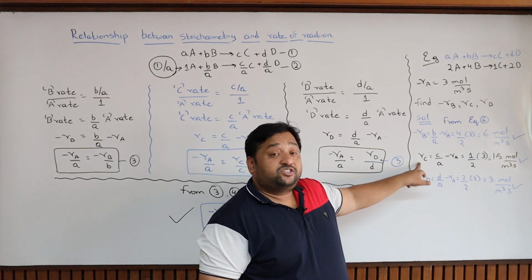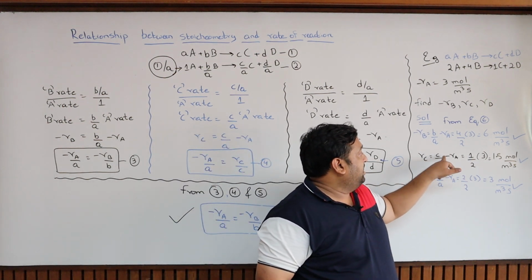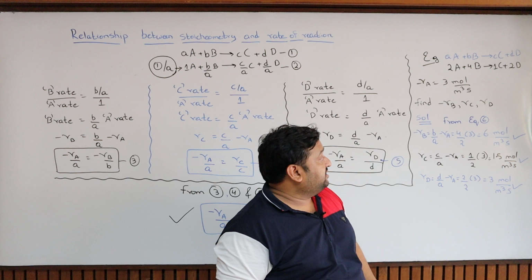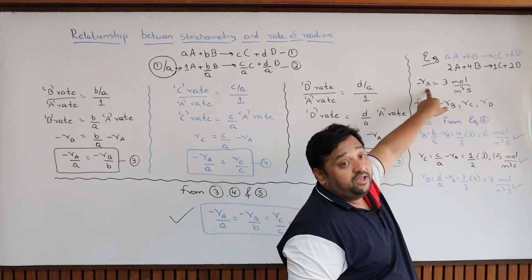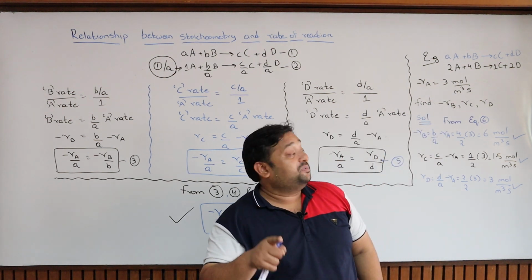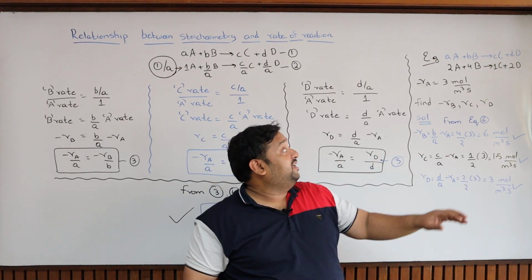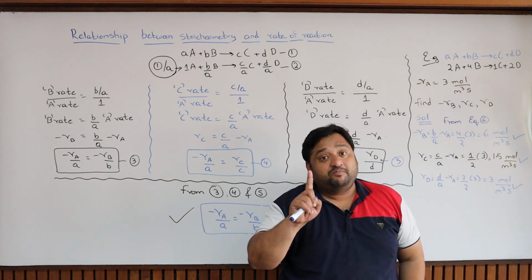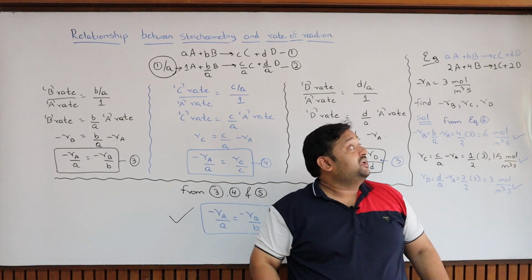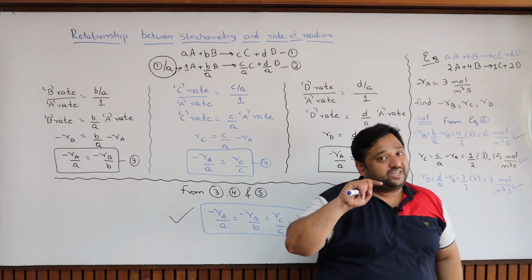Similarly, the rate of reaction of C is equal to C by A times minus RA, using the same relationship. C is 1, A is 2, times 3, gives 1.5 mole per meter cube per second. You can see the rate of reaction of A is 3 mole per meter cube per second, whereas the rate of reaction of C is 1.5. That means it became half. Why? Because 2 moles of A is giving 1 mole of C. That means the formation of C is reduced compared to the consumption of A, half.